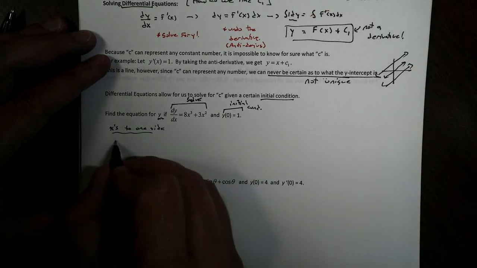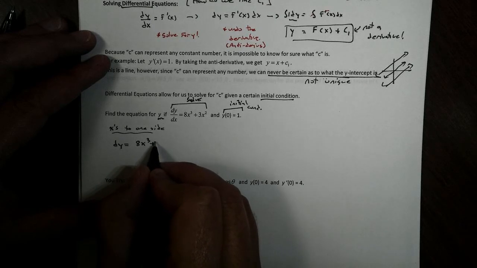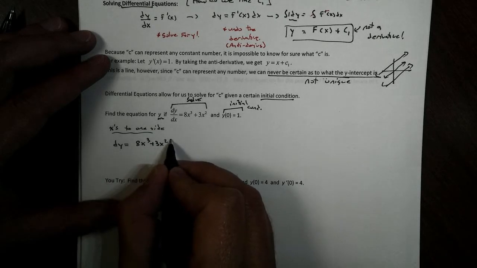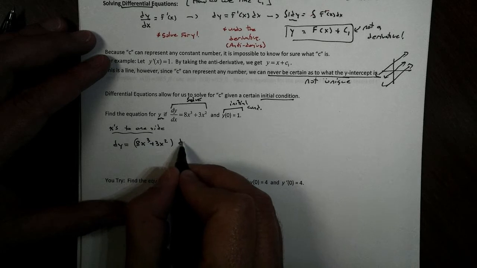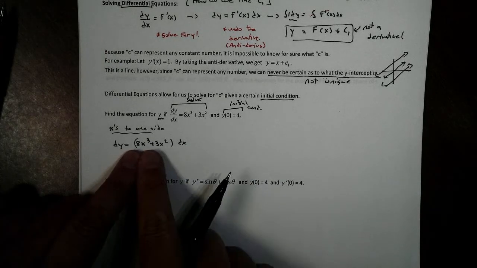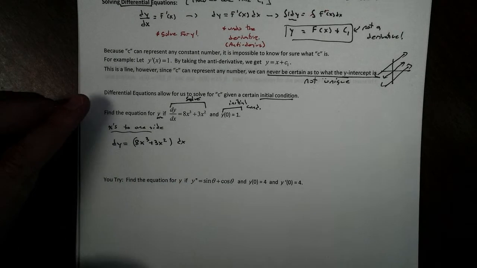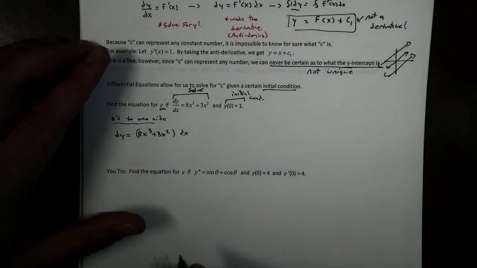And to do that, we would get dy equals 8x cubed plus 3x squared dx. First step in solving: all my x's are together, all my y's are together. Never have your x's and your y's mixed up. I promise you, it's not fun.